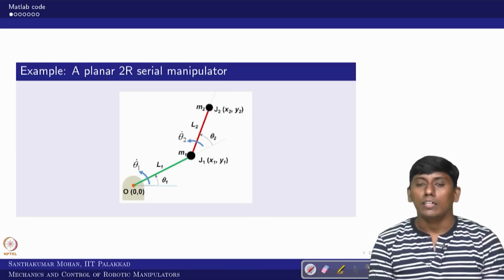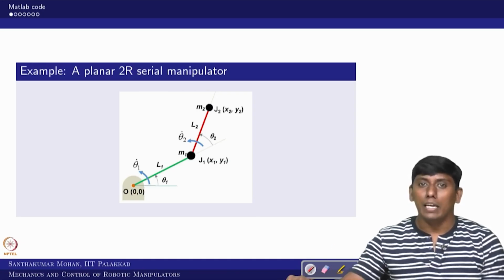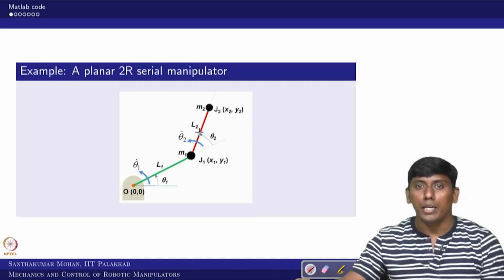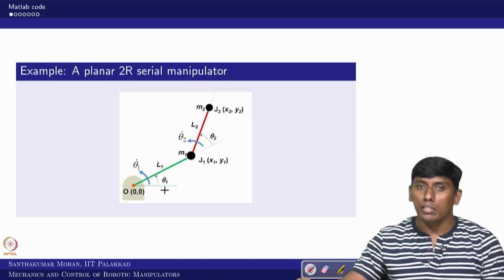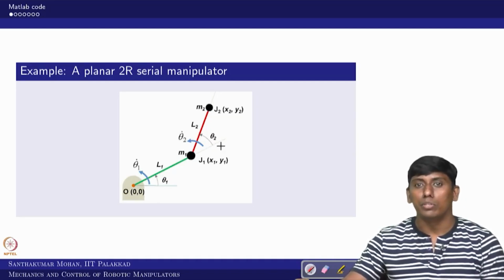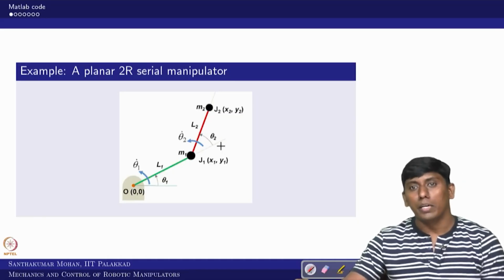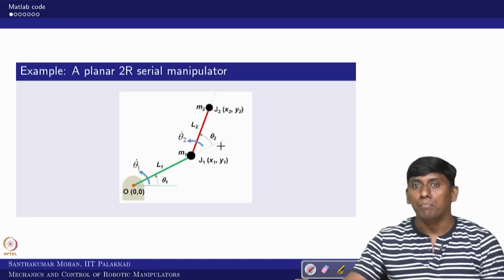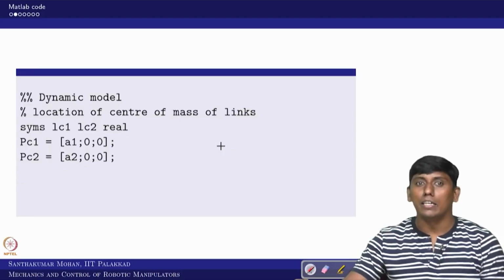So in that case, if I know M1, M2, L1 and L2, and I assume that theta 1 and theta 2 are the joint variables, I can derive the equation of motion with the help of forward propagation and backward propagation together. So for that I am rewriting that equation.